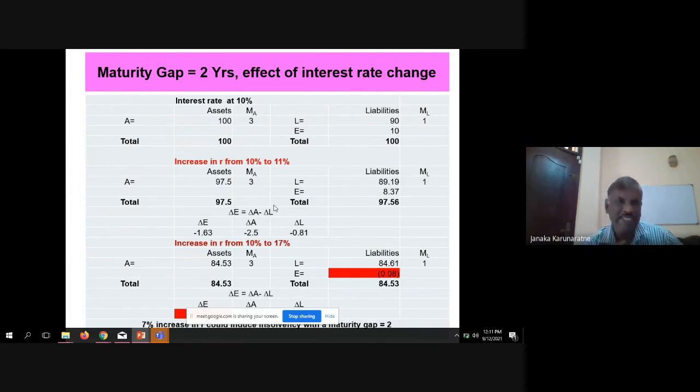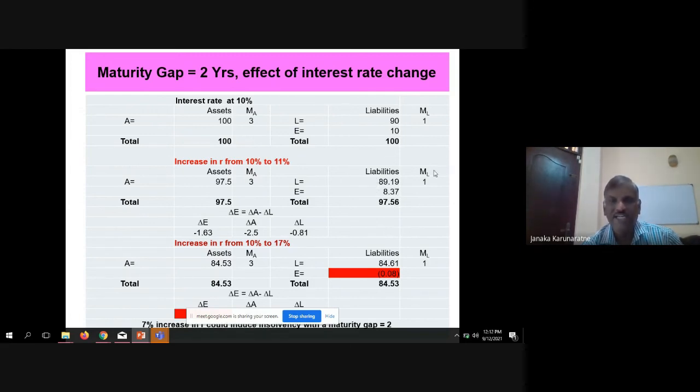When we work out the example, we will look at how we discount. But for the time being, whenever the interest rate rises to 11%, your asset value drops, your liability value drops, and so your equity value drops. Now remember that the dangerous part is this. This is the interest rate risk.